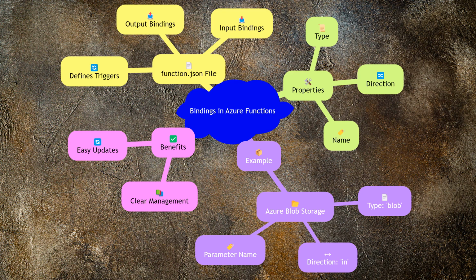Bindings in Azure Functions are configured using the function.json file. This file defines the triggers, input bindings, and output bindings for the function. Each binding is specified with properties such as type, direction, and name. For example, an input binding for Azure Blob Storage would include the type blob, direction in, and the name of the parameter to pass the blob data to.